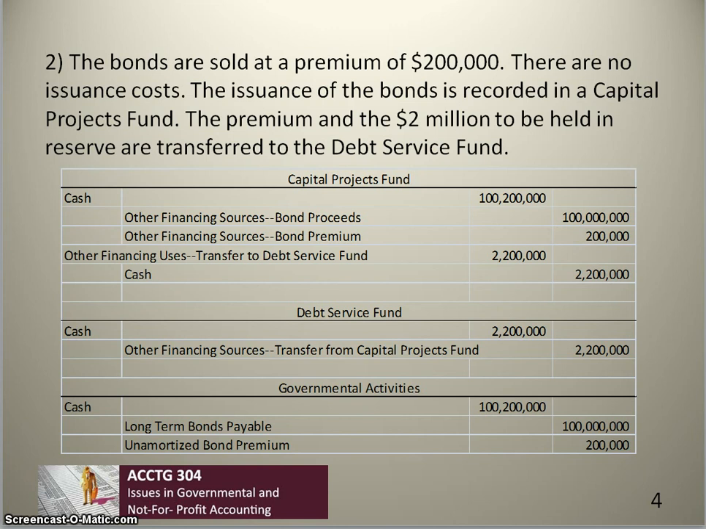And again, remember, because the governmental activities are on an accrual basis, the issuance of the bonds results in the creation of the two long-term liability accounts, long-term bonds payable and unamortized bond premium, in contrast to the way they were recorded in the capital projects fund, which on a modified accrual basis, we record the issuance of the bonds as two other financing sources, bond premium and bond proceeds. The transfer from the capital projects fund to the debt service fund does not affect the governmental activities because both of those funds are internal to the governmental activities.